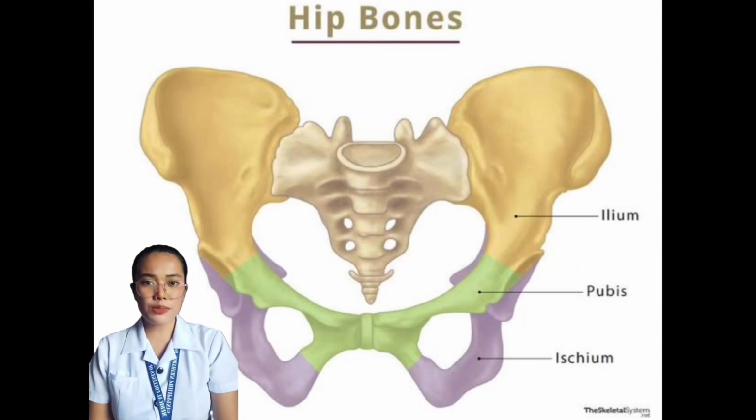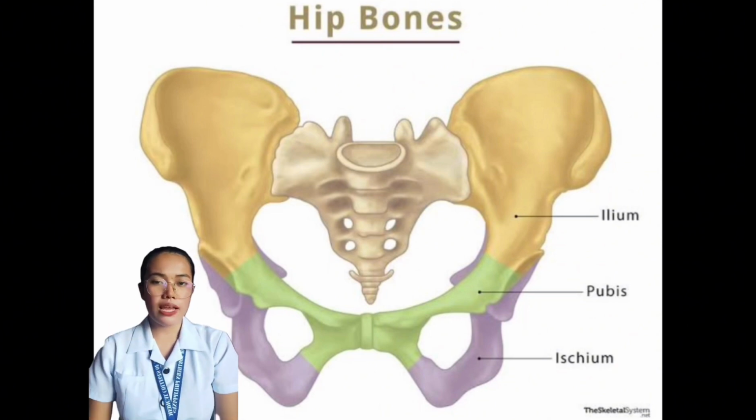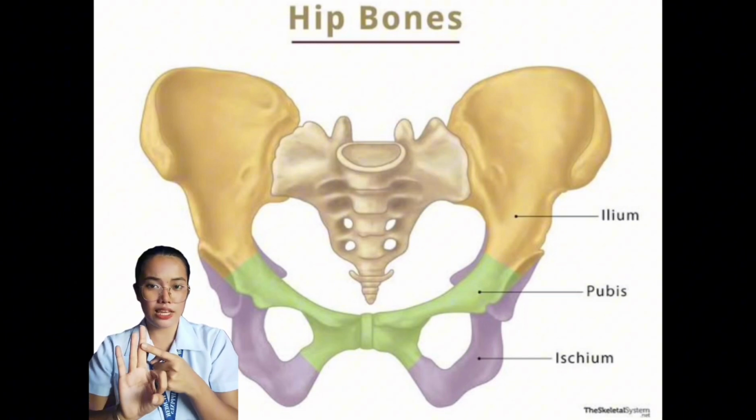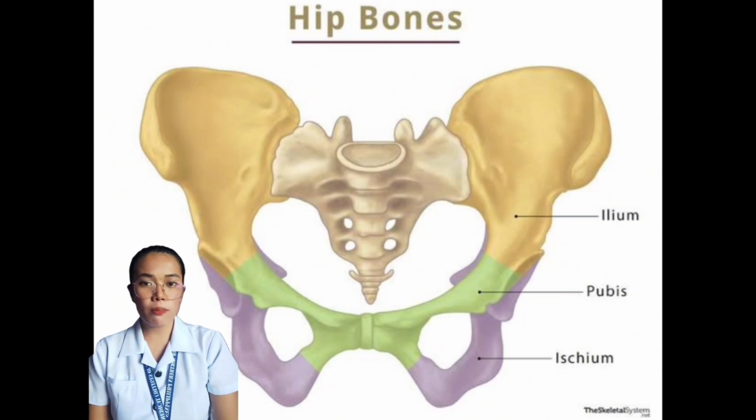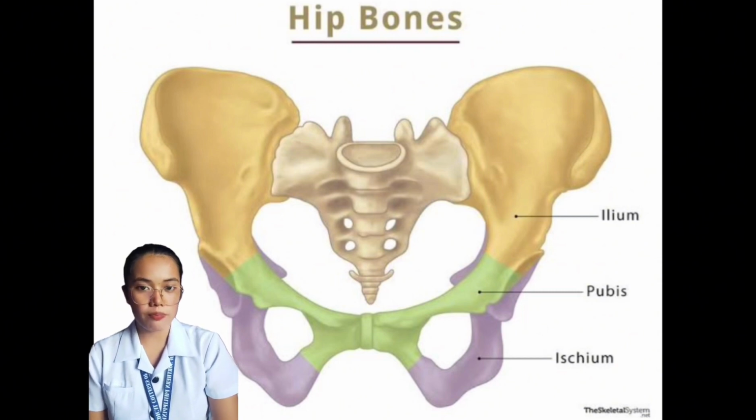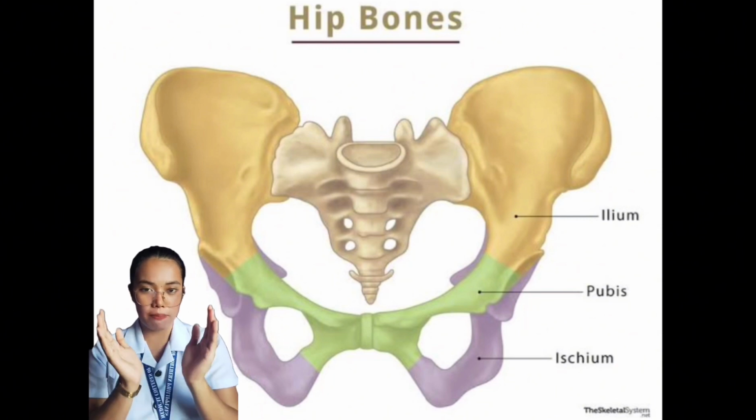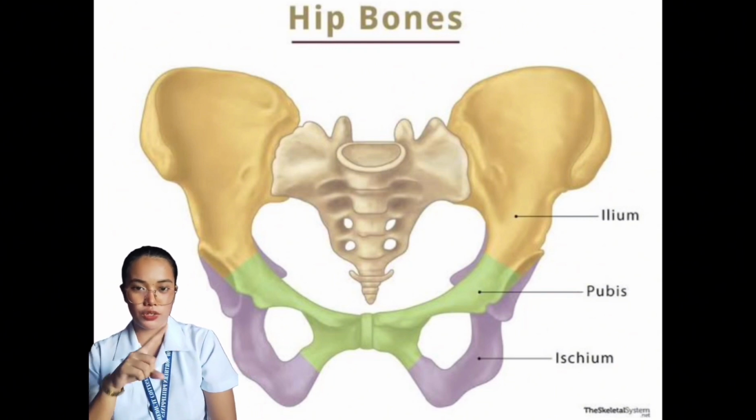And now, let's move on to the three hip bones. It is referred to as the ilium, that will be discussed later on, the pubis, and the ischium. Together, the three form a cup-shaped socket known as the acetabulum. It is a Latin word meaning vinegar cup. So the three hip bones form a cup shape as you can see on the figure.